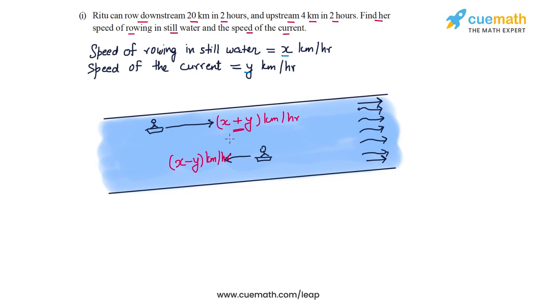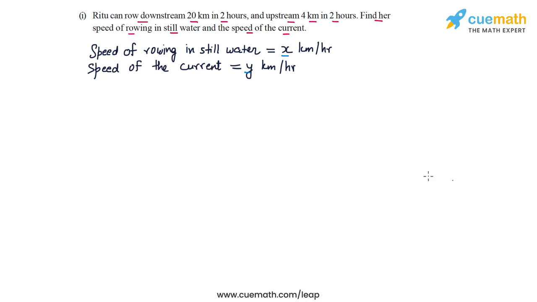So we have the speed of x plus y kilometers per hour with respect to the ground. If someone was standing on the ground, they would see Ritu's speed as x plus y kilometers per hour if she was going downstream, and x minus y kilometers per hour if she was going upstream. This is the concept that we have to use to solve this problem. So let's come back to our problem.